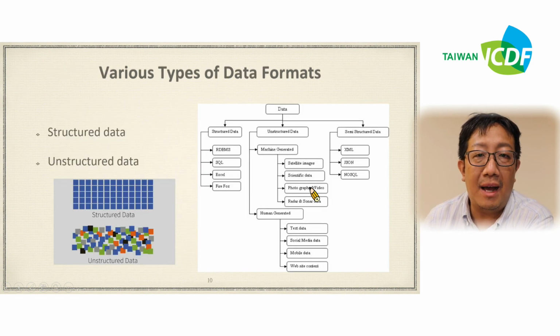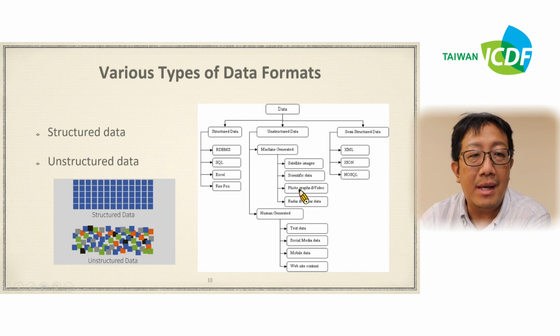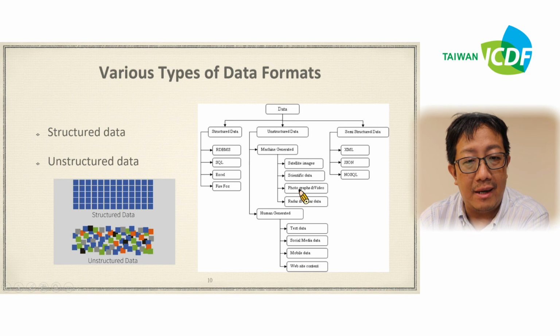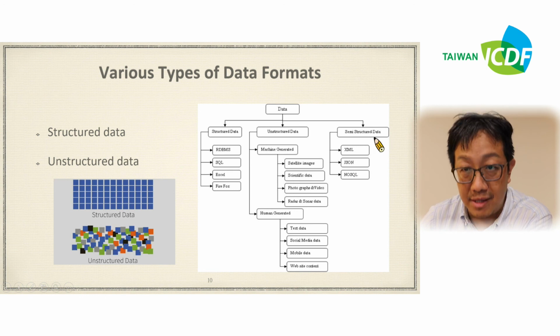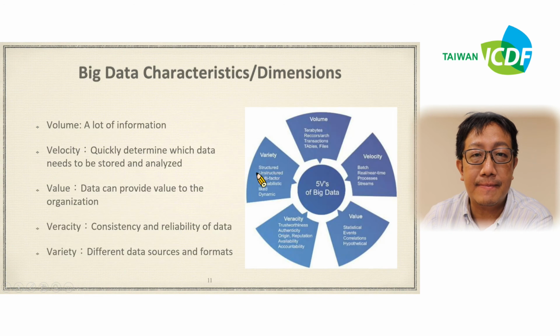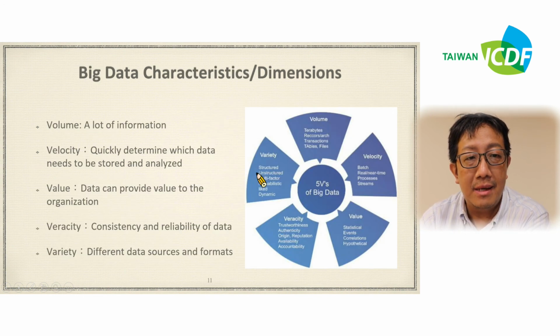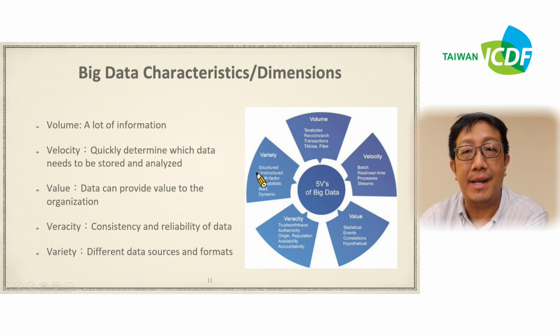There are various types of data formats. We can say there are mostly structured data and unstructured data. Somehow there is a category of semi-structured data. We will see more about it later. Big data characteristics and dimensions. Usually we will talk about the 5 V's of big data.